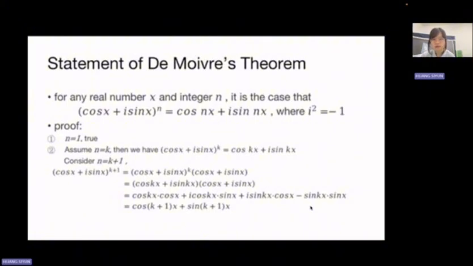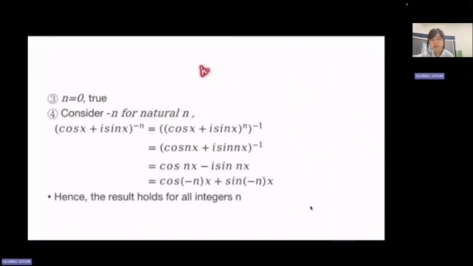However, in the statement of de Moivre's theorem, we know that n holds for all integers. So next, we need to consider when n is non-positive. It is very obvious that when n is equal to 0, both sides of the equation are equal to 1. Now, we consider negative n, for natural number n. From this step to this, we use the conclusion we have proved just now. And next step, we use a small conclusion. We just write z as cosine nx plus i sine nx.